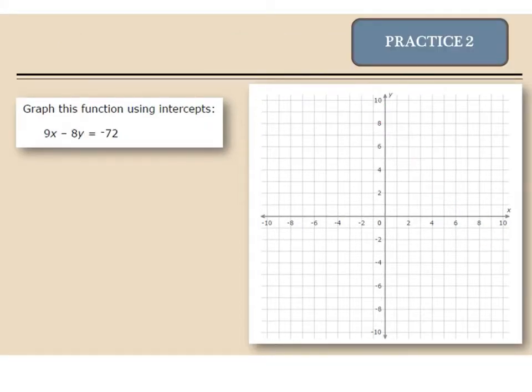Now it's your turn for practice 2. Graph this function using intercepts: 9x minus 8y equals negative 72. Do practice 2 now.